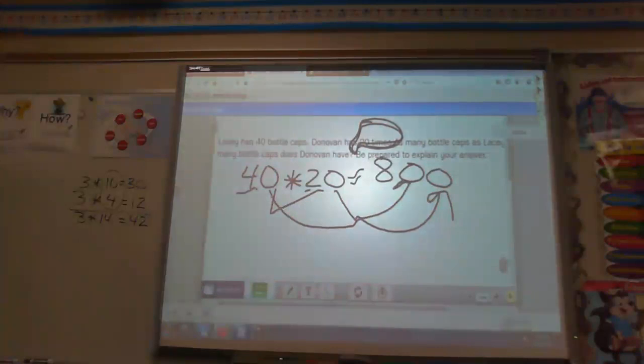This is going to be kind of our skill that we're working on the rest of the way. We're working on extended multiplication facts. So let's get out Math Journal page 105.